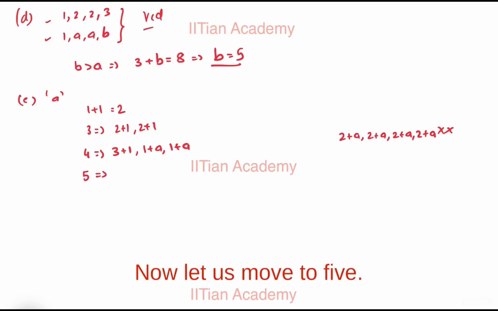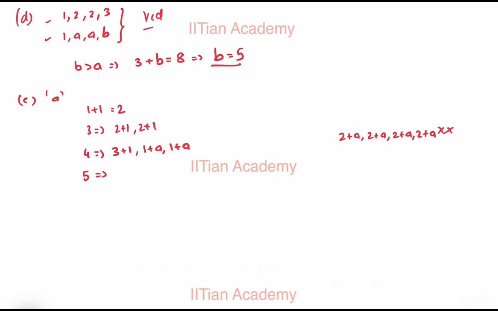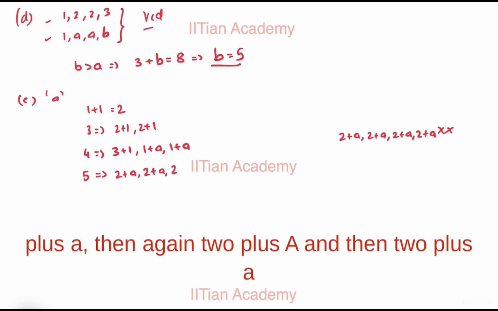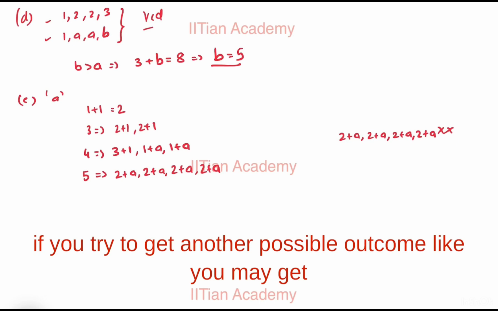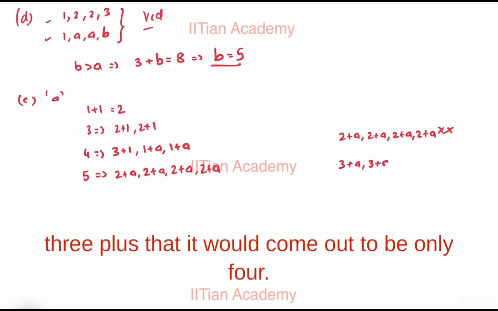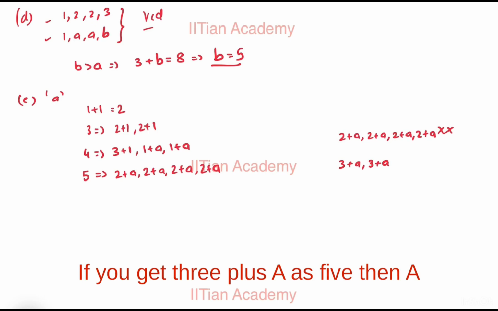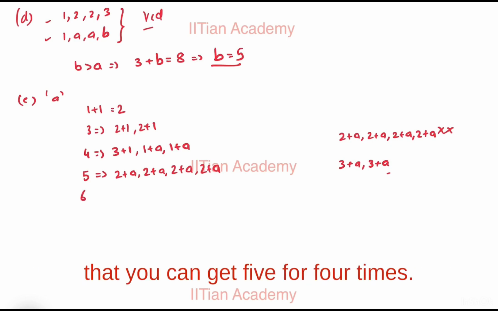Now let us move to 5. For 5, what is given is that it should come 4 times. So the possible values for 5 could be 2 plus A, 2 plus A, then again 2 plus A, and then 2 plus A. If you try to get other possible outcomes, like 3 plus A, in that case it would come out to be only 4. If you get 3 plus A as 5, then A will be 2, and there is no other possible value that you can get 5 for 4 times.